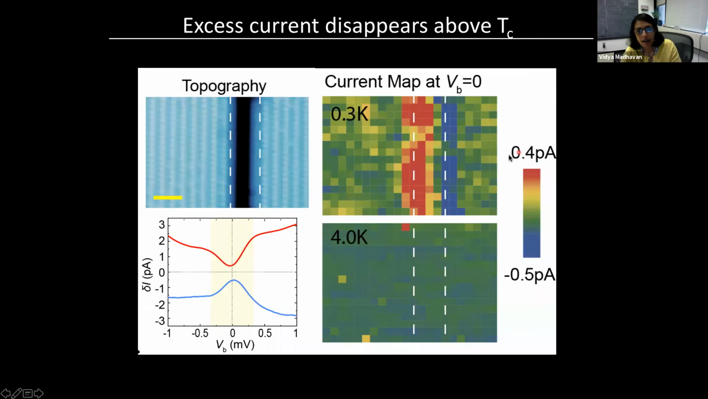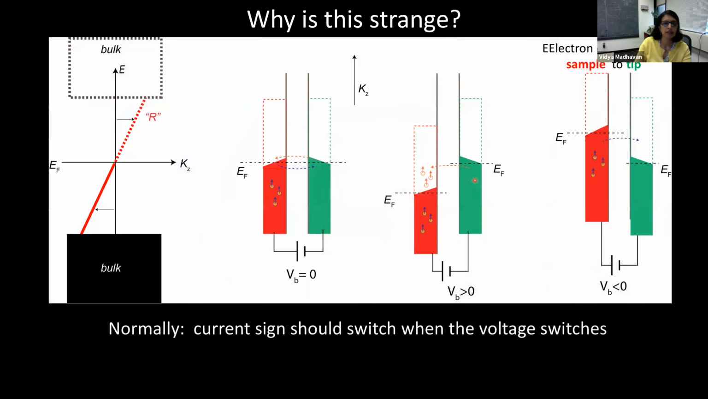So this is just a current map at zero bias. There's some rounding, but the current map basically disappears above TC. So whatever this excess current or deficit current is, it only exists in the superconducting phase.